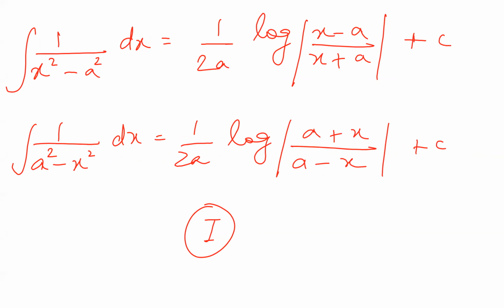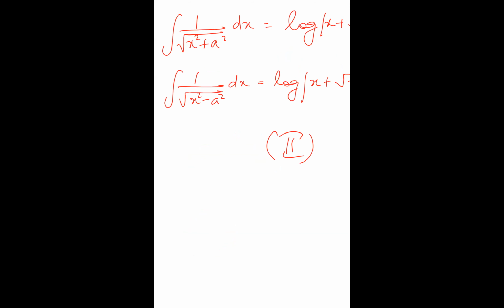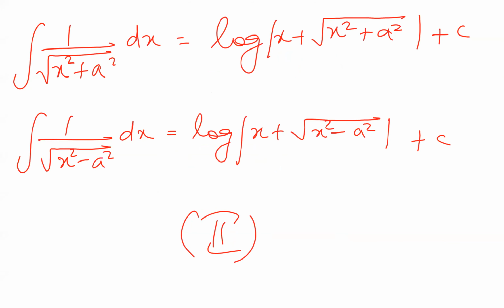So the first set is integration of 1 upon x square minus a square dx, which is 1 upon 2a log mod x minus a upon x plus a plus c. And then 1 upon a square minus x square, that is 1 upon 2a log mod a plus x upon a minus x plus c, right? This is the second category. The second category has root.